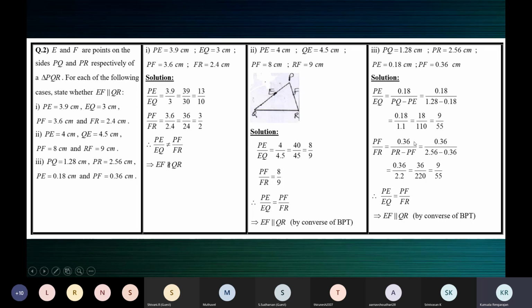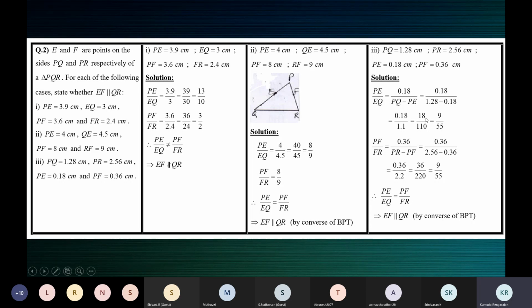If you join EF, for these values, you must check if EF can be parallel to QR. Okay. So if you have to check if lines are parallel, you should use the converse of BPT. If the proportion is true, then the lines are parallel.